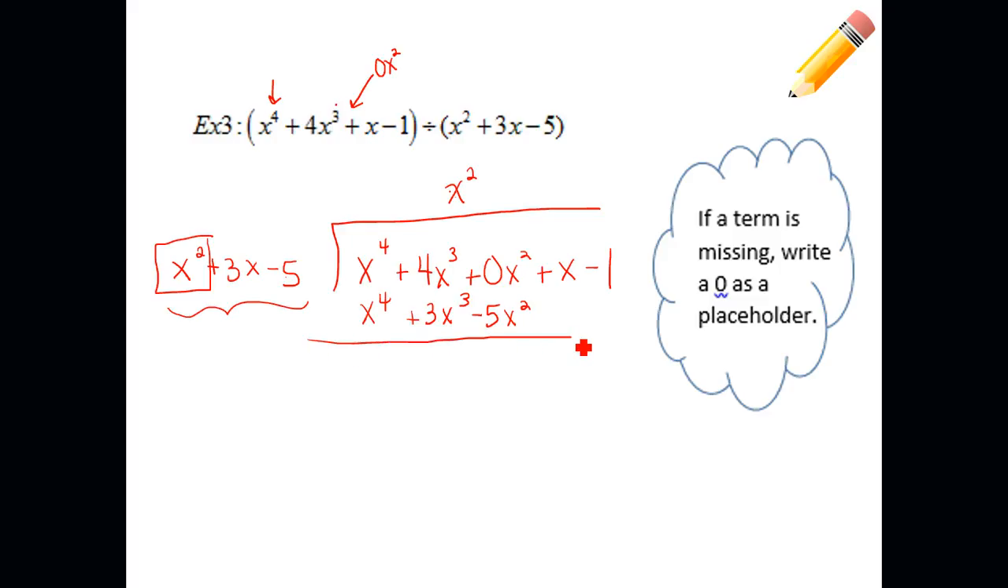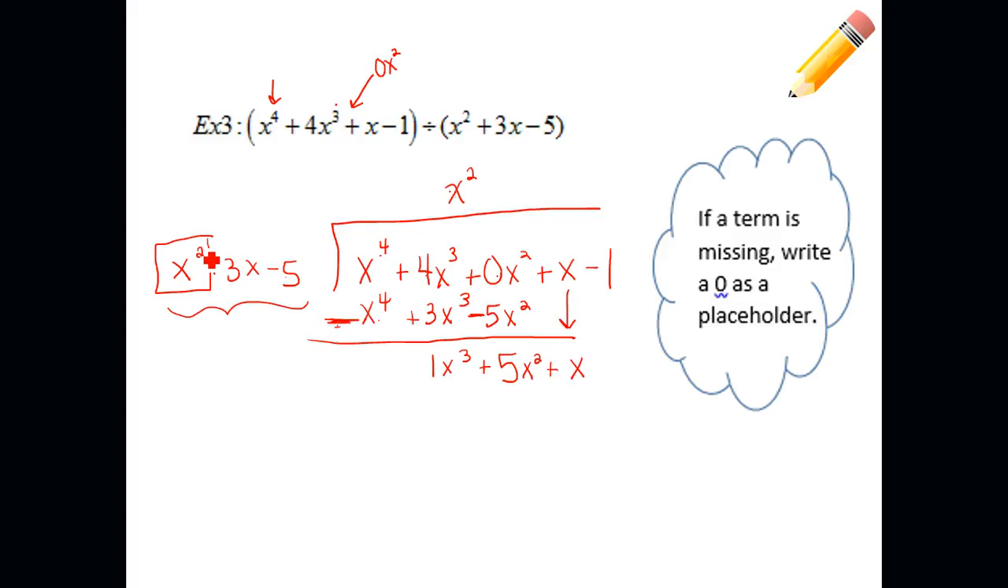So I'm going to go ahead and subtract now. X to the fourth minus x to the fourth, none. 4x to the third minus 3x to the third makes 1x to the third. 0 minus negative 5, minus a negative is like an add, so plus 5x squared. And I'm done subtracting now. So just like the last one, we're going to go ahead and drop down the next term.